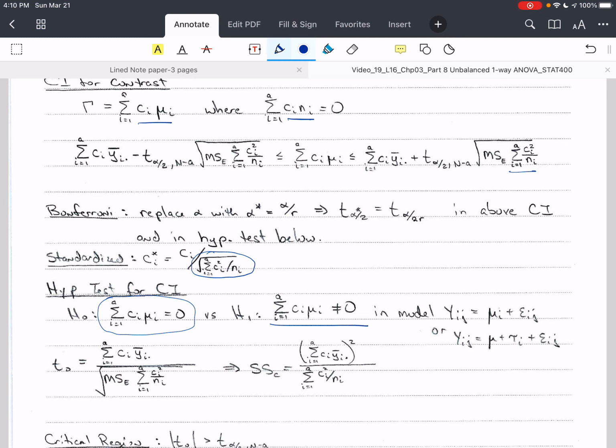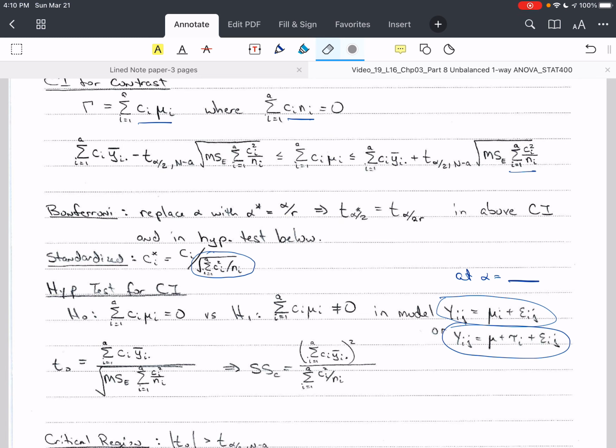Okay? And again, we have two ways of writing our model. We have the means model and we have the effects model. So you can say that H naught: the sum of c sub i mu sub i is equal to 0, versus H1: the sum of c sub i mu sub i is not equal to 0. And don't forget, at alpha equals your significance level. Okay. So for the test statistic, I hope you've noticed the relationship between the confidence interval and the test statistic.